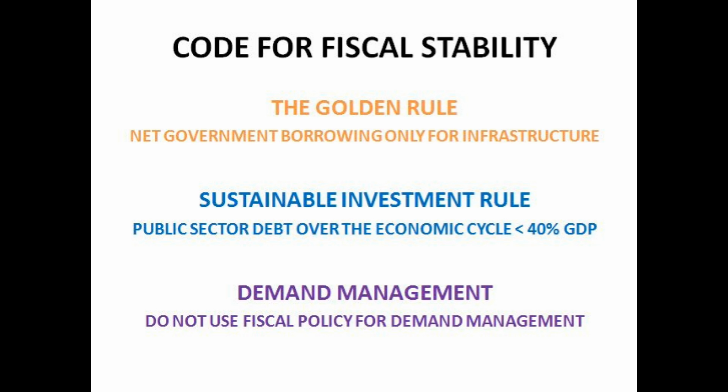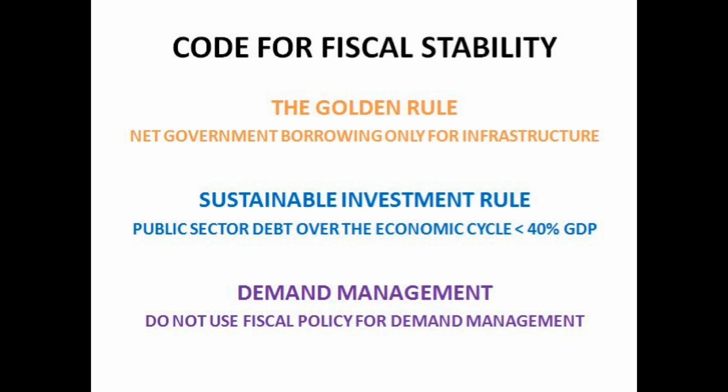But anyway, back to the Code for Fiscal Stability. What is the golden rule? This is that net government borrowing should only be for infrastructure projects. Obviously, the big one that everyone's probably thinking of is HS2 at the moment. I think UKIP wants to put an end to HS2, but I'm not going to give political opinions. Golden rule. So basically we're not going to spend it on benefits and that sort of thing.